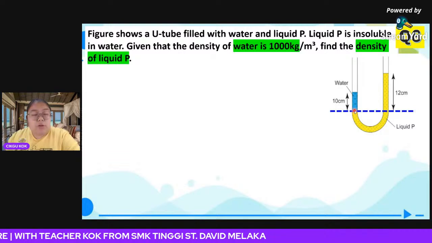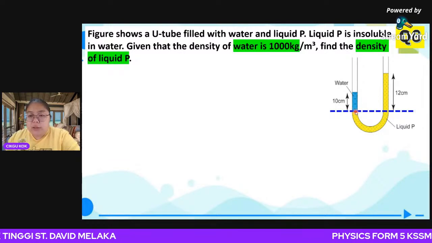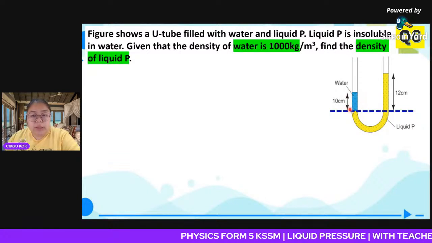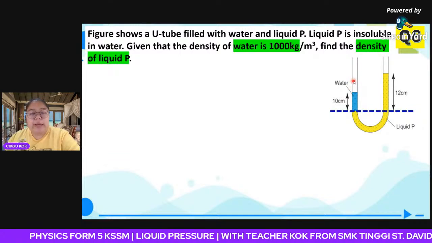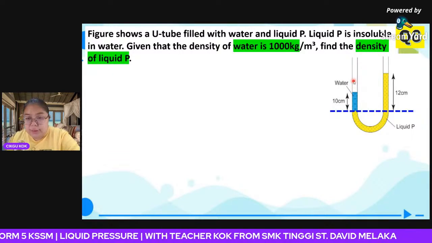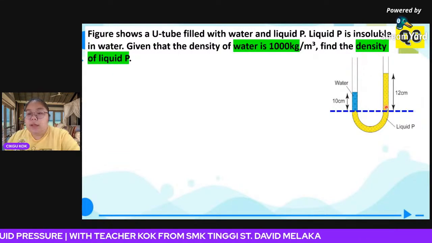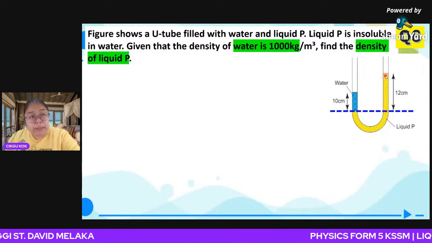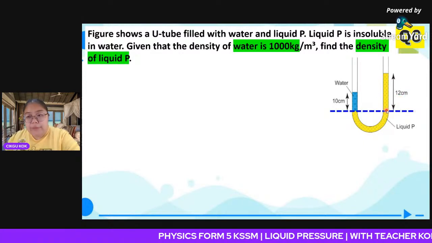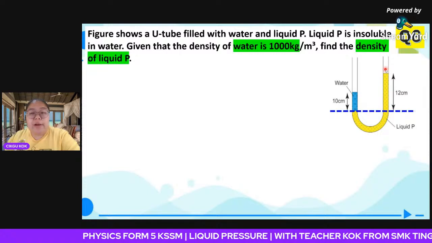If we're talking about pressure, you must look above, don't go down. So on this side above, what do we have? We have water pressure. How much water? 10 cm. Above again, what do we have? Atmospheric pressure, because the tube is open. Now we go to the other side. Above this one, what pressure do we have? There's liquid P pressure. How much? 12 cm. After that, above we still have atmospheric pressure, yes or no?